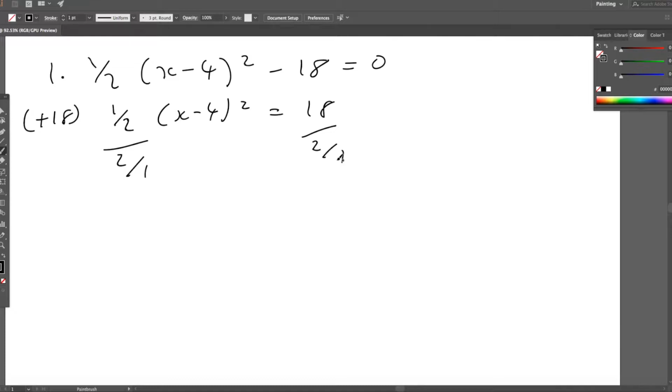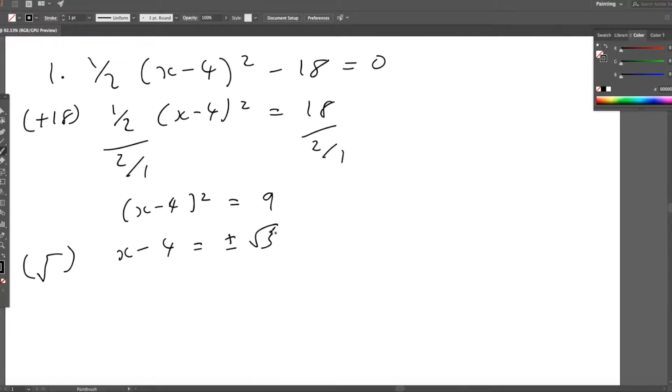So then the half just cancels out. So then we have (x - 4)² equals 9, because 18 divided by 2 is 9. Then to get rid of the squared, we're going to take the square root. So then we'll end up with x - 4 equals, and then we're going to have to square root the 9 as well. So we're going to get plus minus square root of 9.